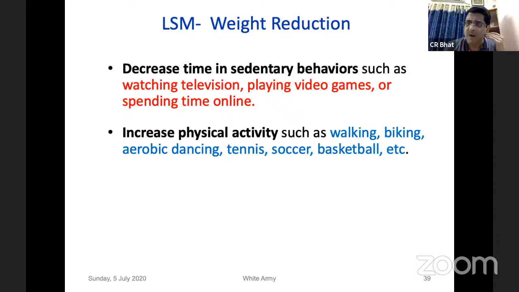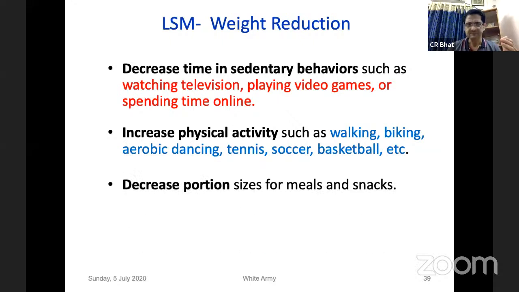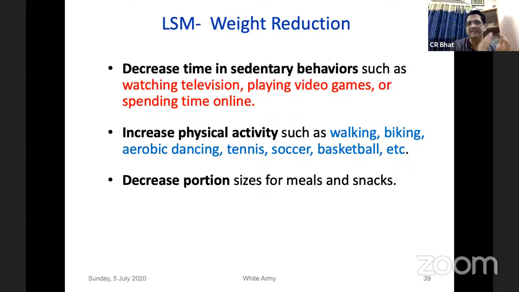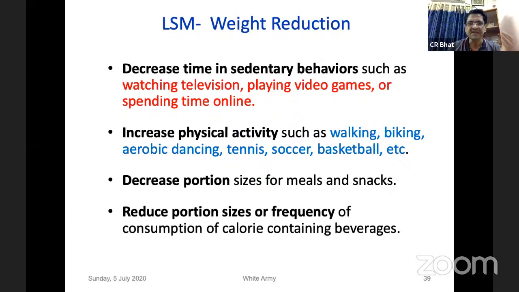So promote physical activity such as walking, biking, aerobic exercise, tennis, soccer, any form of activity. Simple walking every day for about 40 to 50 minutes per day is good enough. They benefit by reducing the peripheral vascular resistance, thereby reducing the blood pressure. Decrease the portion size in meals and snacks. Reduce the portion size and the frequency of consumption of calorie-containing beverages. All these things help in the reduction of weight.